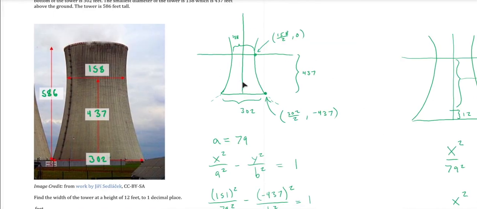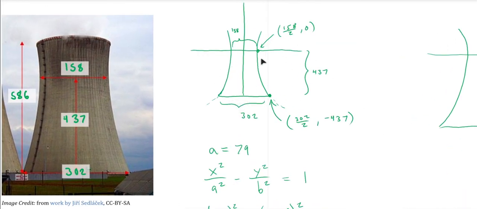First, we want to write this down according to some kind of picture. Let's put the origin right here along the transverse axis. Now, if this is 158 wide, then the transverse axis will be 158, and our value of A will be half that. That'll be the coordinate of this vertex. On the other hand, for 302, we then know that this point has coordinates 302 and minus 437 if we go down by 437 to get there.